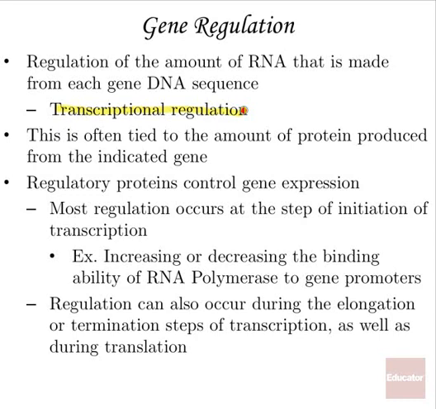So usually if you decrease the amount of mRNA made, you will decrease the overall amount of protein that can be made. Now, regulatory proteins control our gene expression, and most of that regulation occurs at the step of the initiation of transcription. So that's important. Okay. So for example, you could increase or decrease the binding ability of the RNA polymerase to its gene promoters. Okay. Now, regulation can also occur during the elongation or termination steps of transcription, as well as during translation.